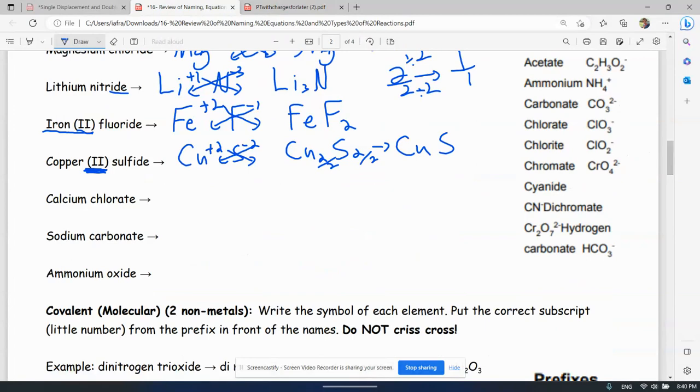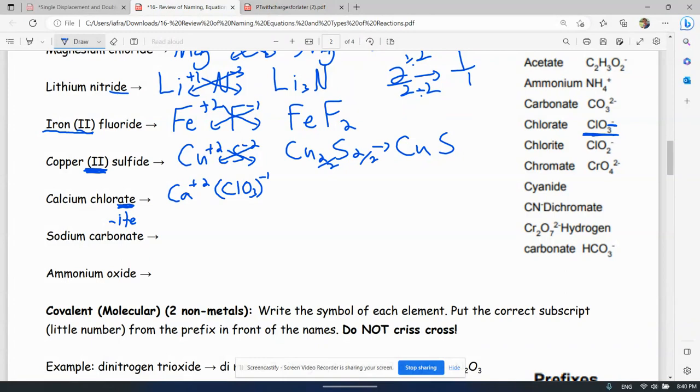Now, calcium chlorate. So be careful here. When you see something end in -ate or -ite, sometimes there's -ide as well, but you've got to be careful. It's usually a polyatomic ion. So what do we do? Well, first write calcium with this charge over here. Then write the polyatomic ion atoms in brackets. Chlorate is ClO3. And put the charge outside of the brackets at the top there, negative 1.